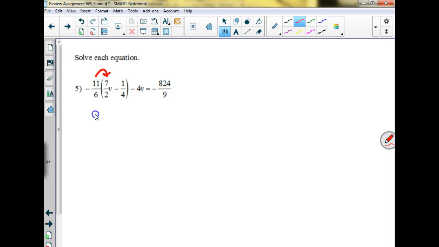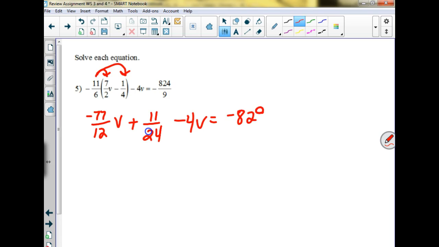Sure. Yep. If you distribute first, though, you're going to have negative 77 over 12v. Then this is going to be positive, isn't it, guys? Negative times a negative. And what will we get? Multiply the top and multiply the bottom. Oh, that's a 4. Just kidding.